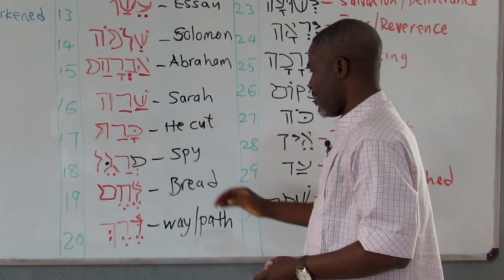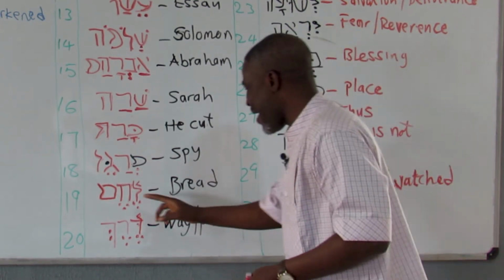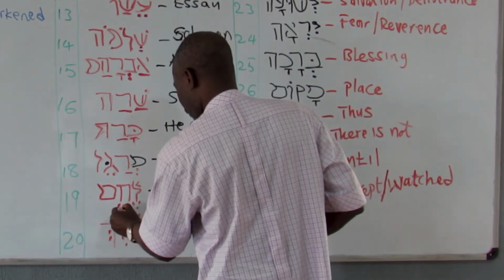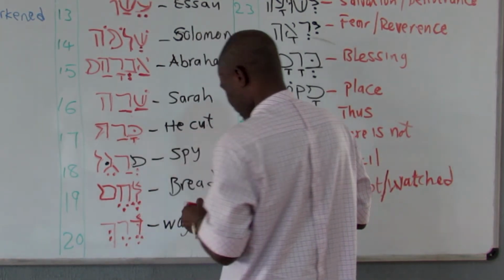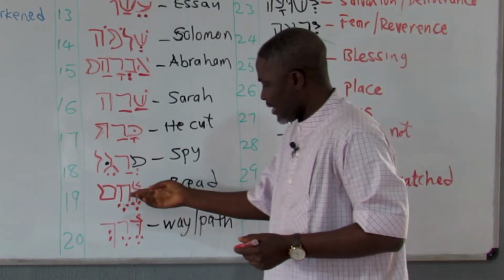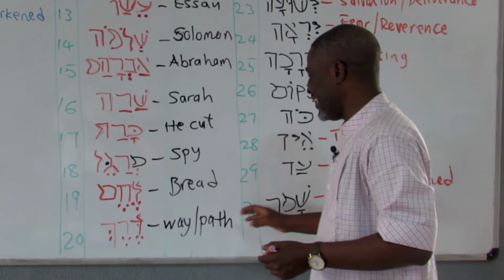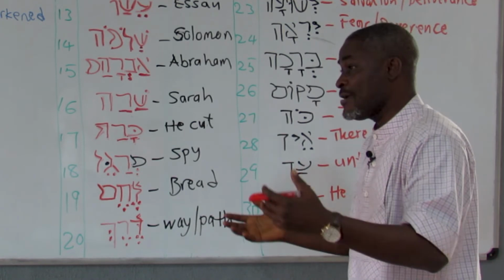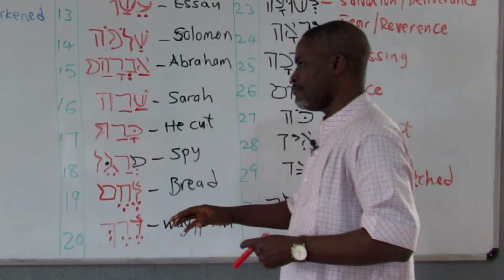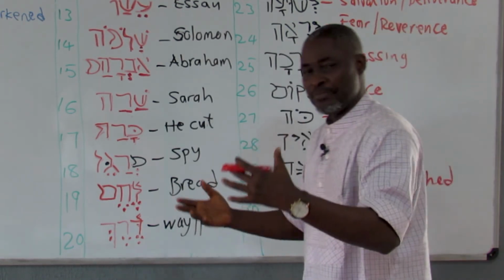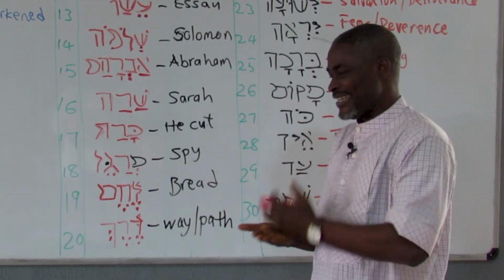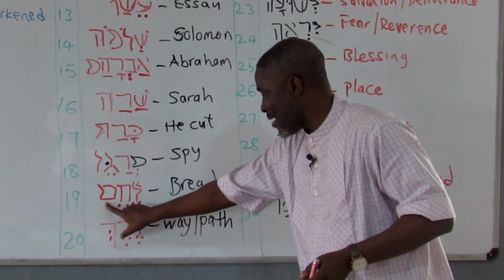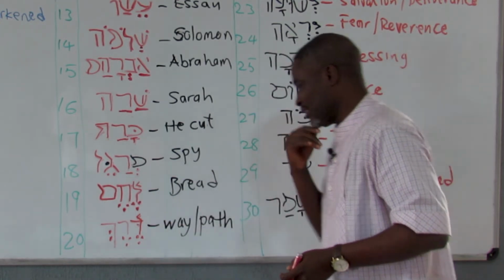Meragel, spy. Then lechem, bread, which can also stand for food. Like you have Bethlehem, the house of bread. Lechem is bread. You have the final mem here. Lechem, which is bread.